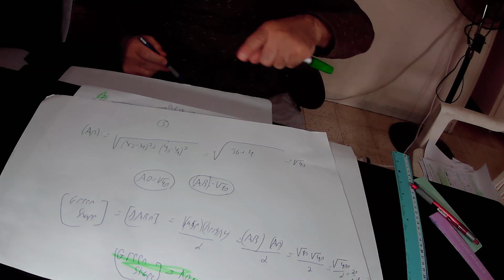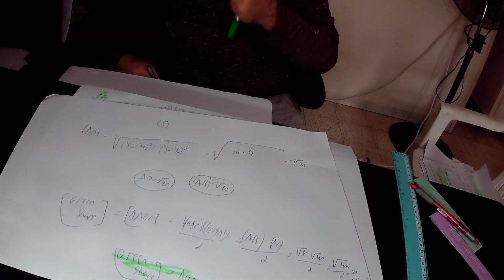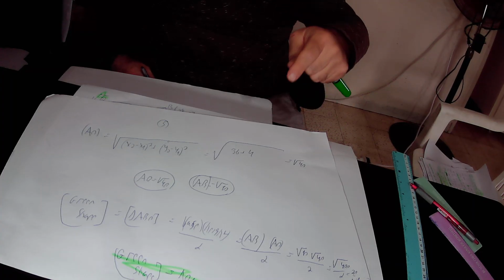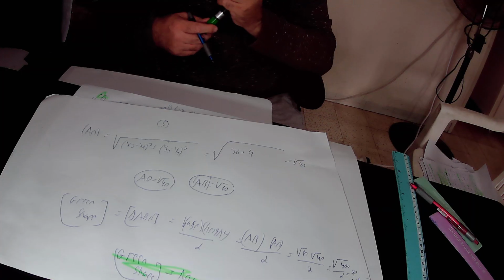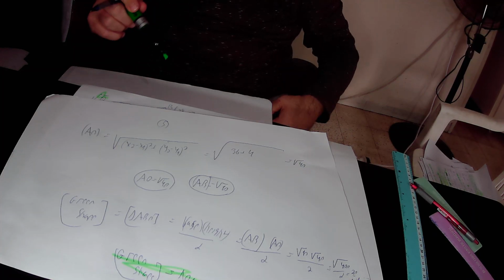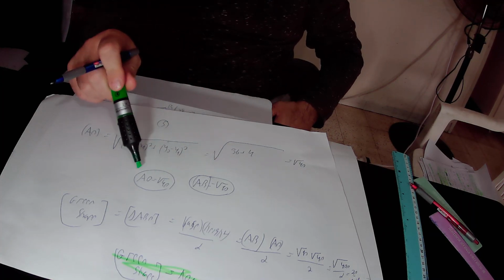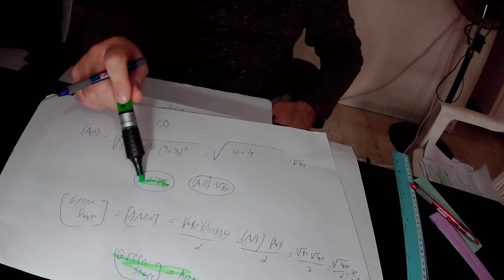So inside the root we have 36 plus 4, which is 40. So in total we found out that AB equals the square root of 10 and AO equals the square root of 40 units in its length.